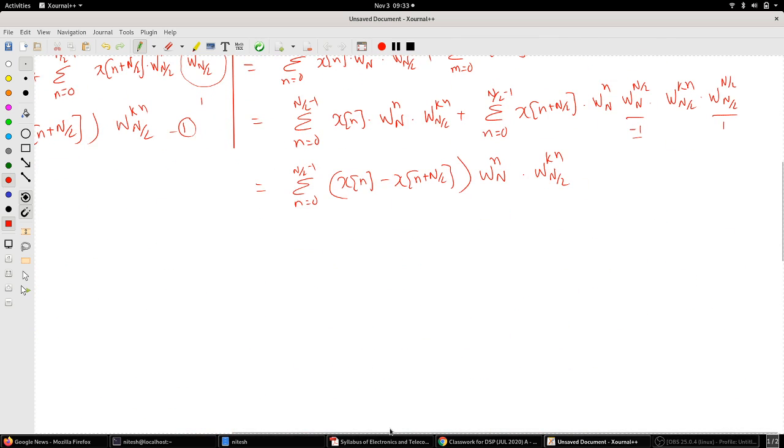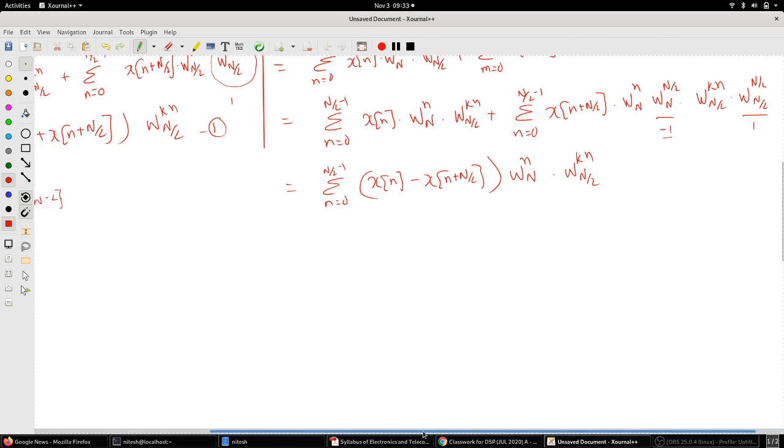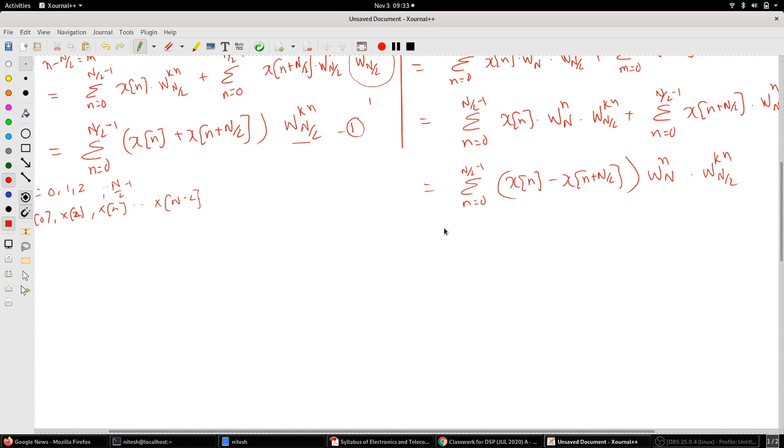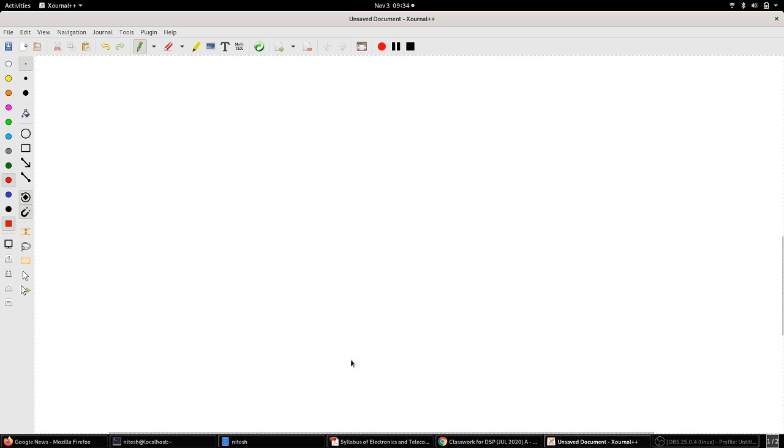So what you have is I started off with an N point DFT. Now I have to calculate two N by 2 point DFTs. So this, if you see, is an N by 2 point DFT. This again is an N by 2 point DFT. Clear? So these are two N by 2 point DFTs. Let's draw a butterfly structure right now, and let's see.